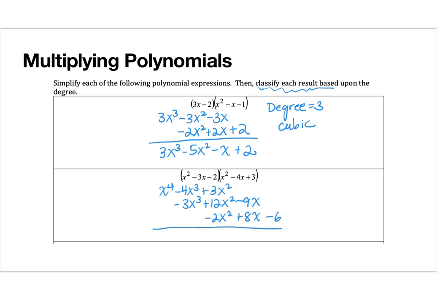And now I can add straight down. I have x to the 4th minus 7x cubed. 3 plus 12 is 15 minus 2 is 13. 13x squared minus x minus 6. The highest power is my degree. My degree is 4, and therefore this is a quartic.